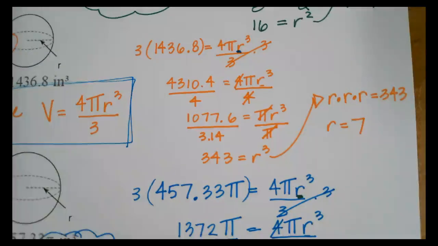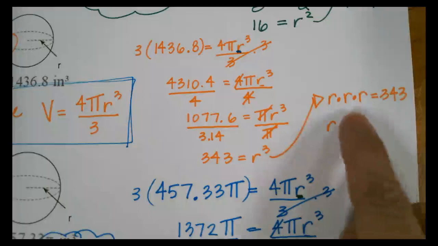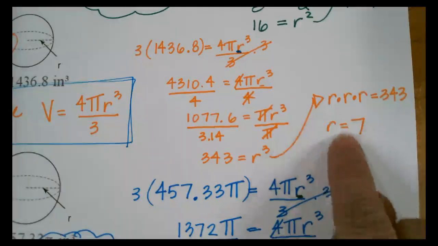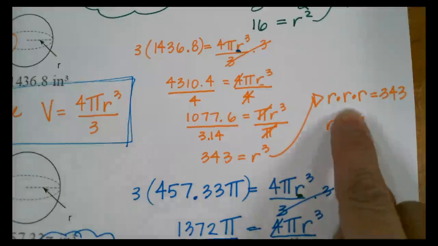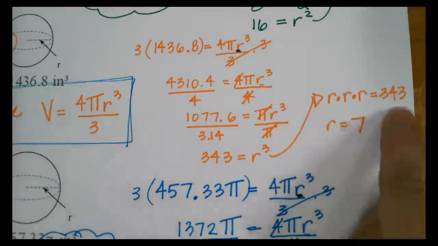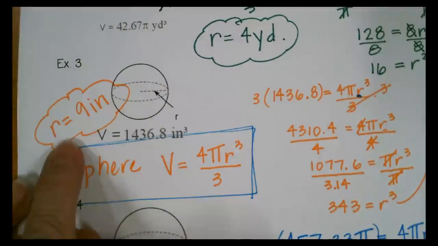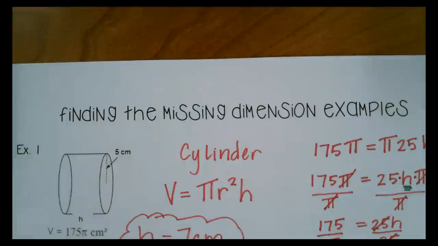Hopefully you know your cube well enough, but if not, you can use your calculator to do guess and check until you figure out what number multiplied by itself and multiplied again will give you the number you need. And then don't forget when you write your answer to include your units. All right, that covers how to work backwards to find the missing dimension if you know the volume.